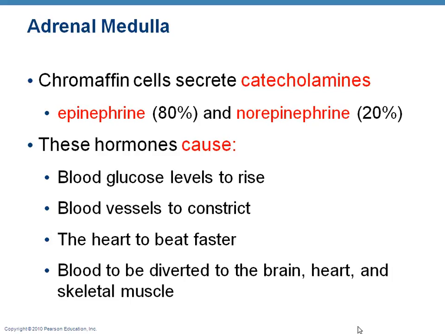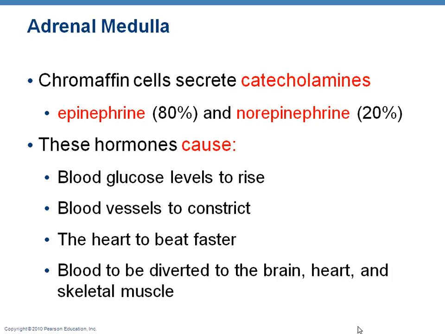And hopefully we can go back and look at the cortex being on the outside, the medulla being on the inside. If you don't, you'll see it in lab when you look at the slides. But we have specific cells inside the adrenal medulla, these chromaffin cells, and they secrete catecholamines, however you say it, but I say catecholamines.